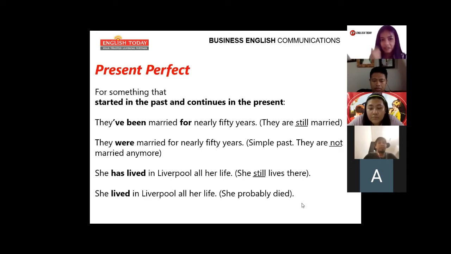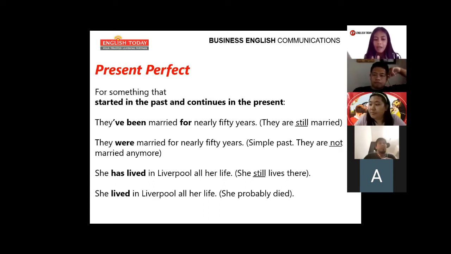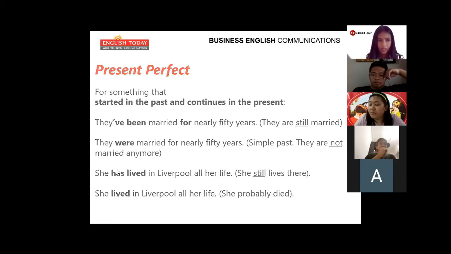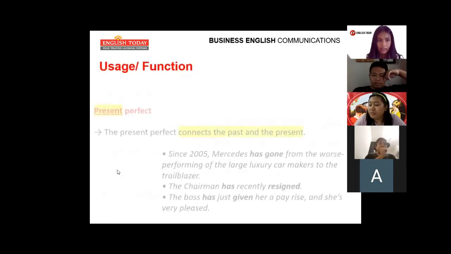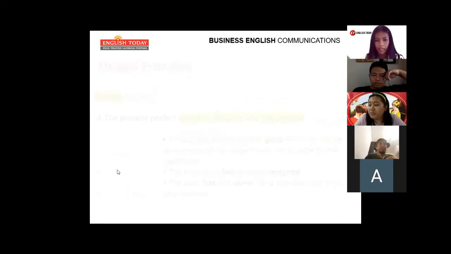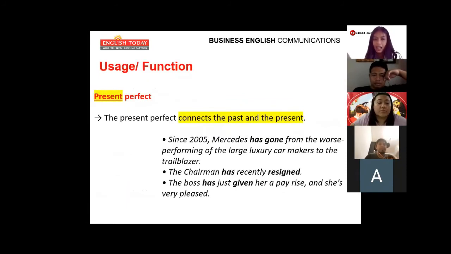So present perfect, past simple, you need to be aware of when to use which. We were talking about those two, and we will find out more later about when to use them and in what situations. This one connects the past and the present.